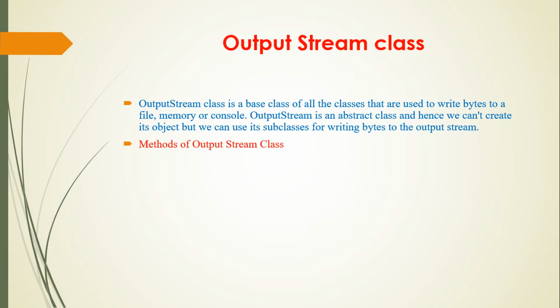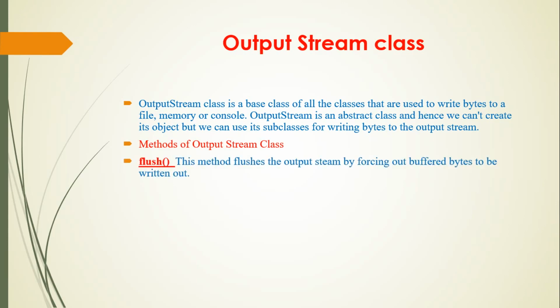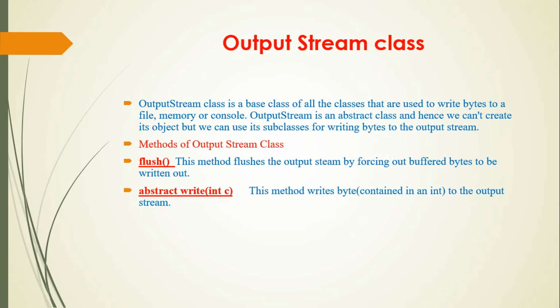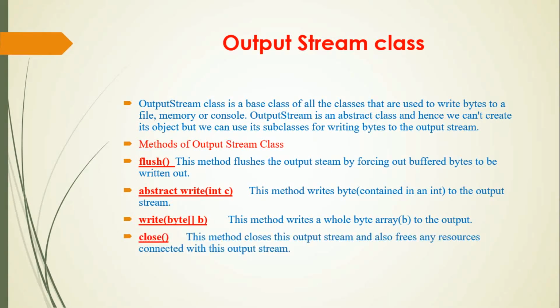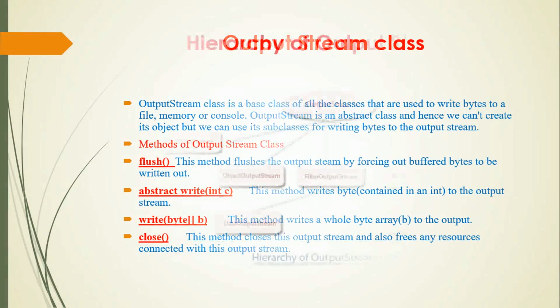The methods of output stream classes are: flush(), which flushes the output stream by forcing out buffered bytes to be written out. Abstract write(), which writes a byte to the output stream. write(byte[] b), which writes a whole byte array to the output. close(), which closes this output stream and also frees any resources connected with this output stream.